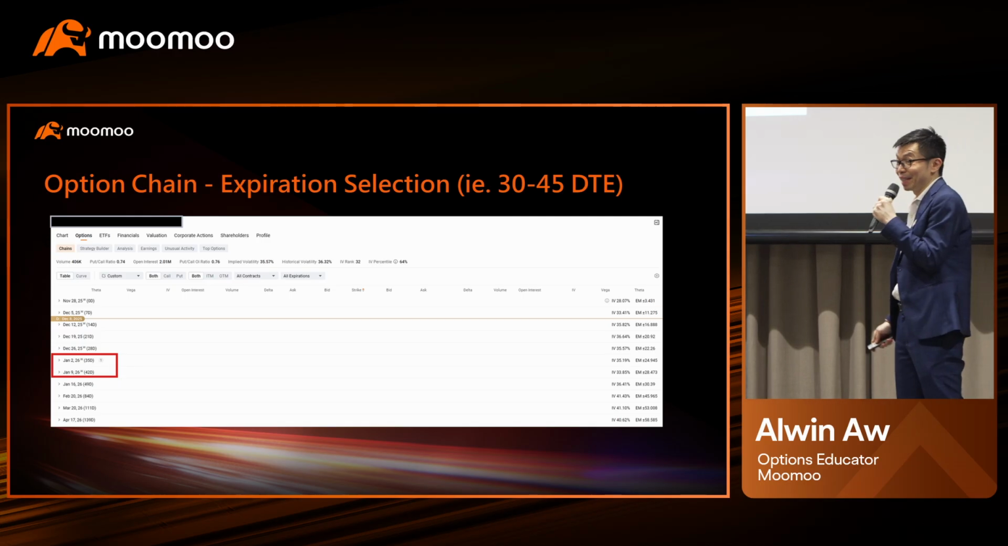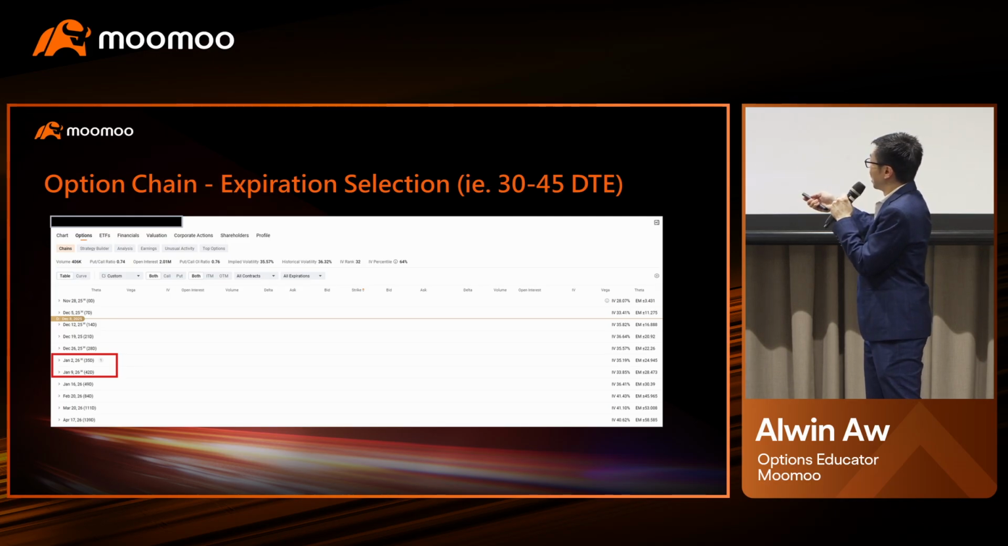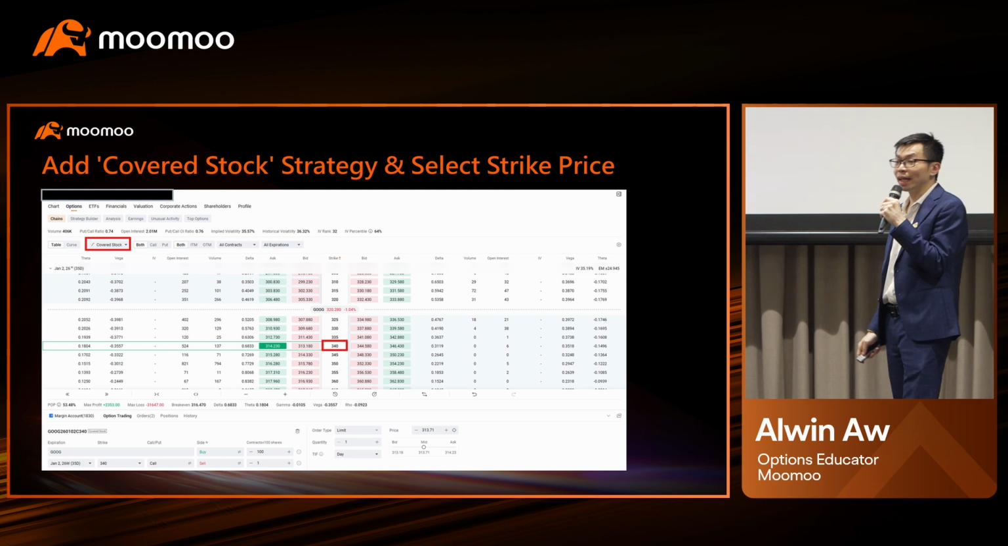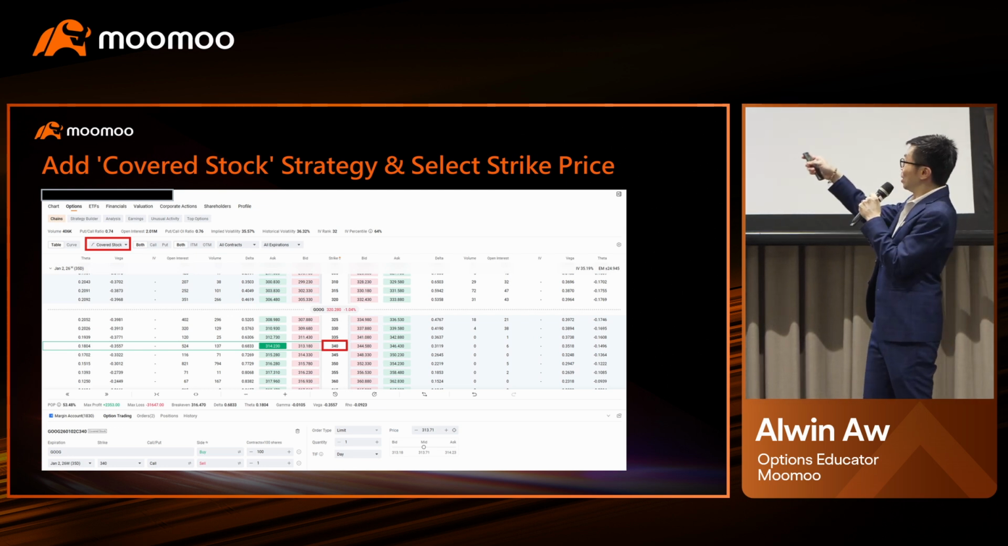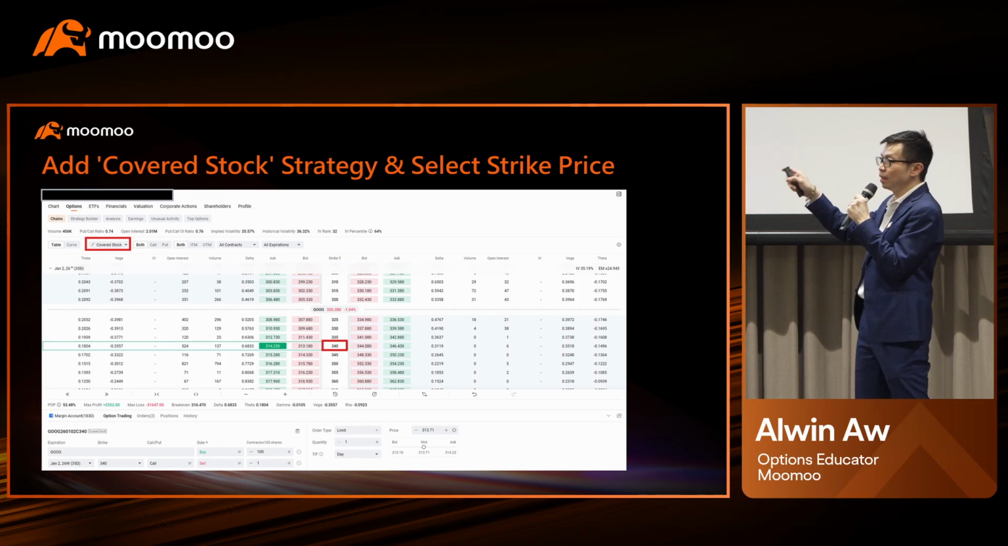Just an example. That's the first step. After I pick my expiration at 30 to 45 days, the next step is again to review my strike price information. My strike price information has the basic liquidity and also the Greeks.